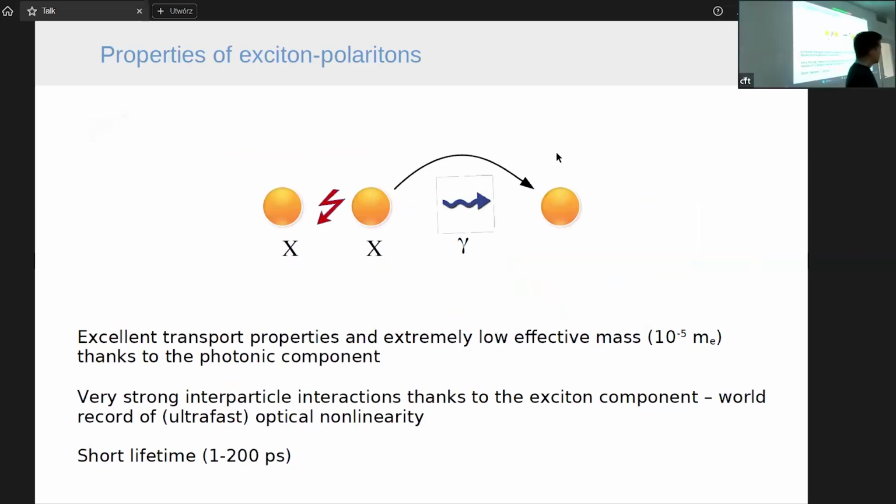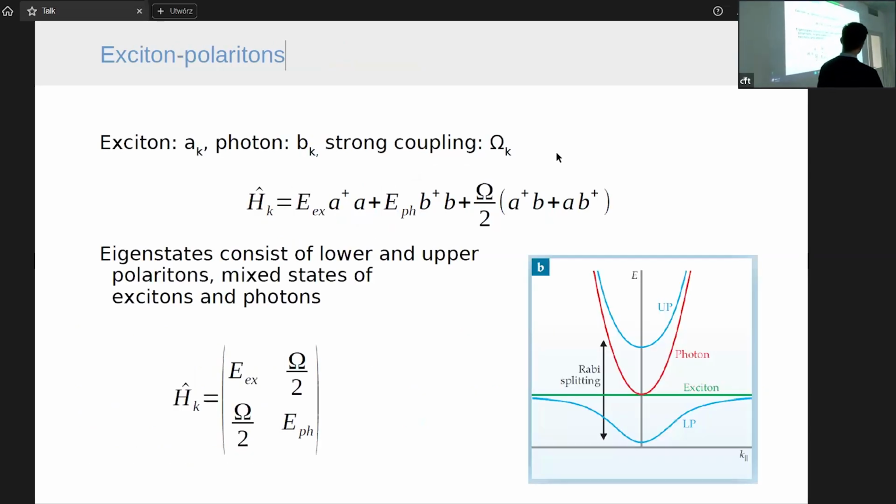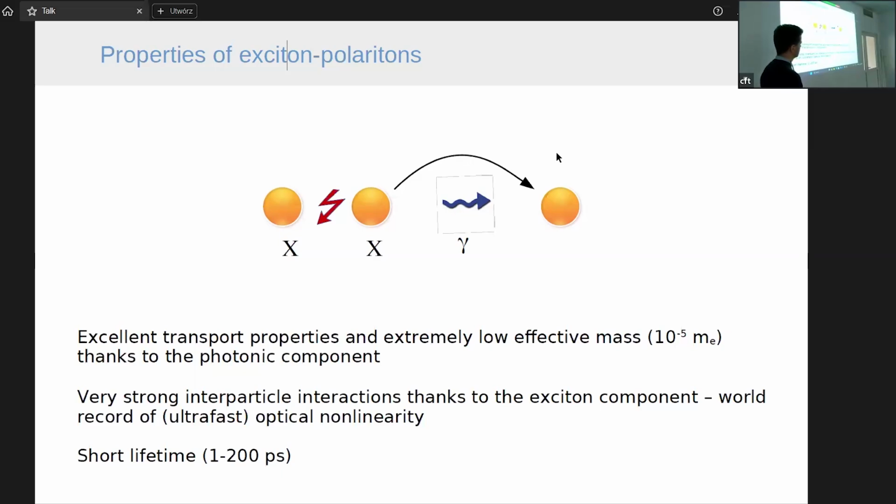Okay, so what are other properties of exciton-polaritons? We have particles which have some photonic part and some excitonic part, so they have some properties of matter and some properties of light. One property is that the transport is very effective because photons can propagate very quickly, and even if you have massive particles here, this mass is still very low. It's much lower than the mass of the electron. But on the other hand, you have this matter component, which means that the interactions between polaritons are quite strong, almost as strong as interaction between excitons.